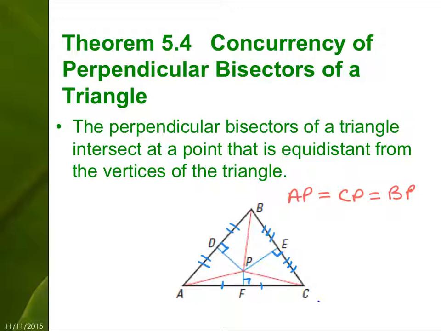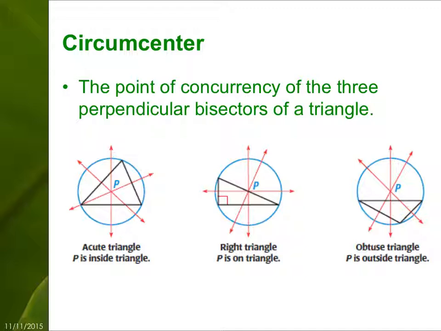So the point where these three perpendicular bisectors meet has a special name, and the special name is called the circumcenter. It's going to be the point of concurrency where the three perpendicular bisectors of a triangle meet. And it's going to have a different location depending on the type of triangle.